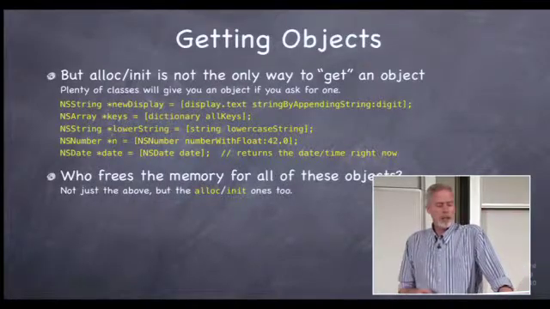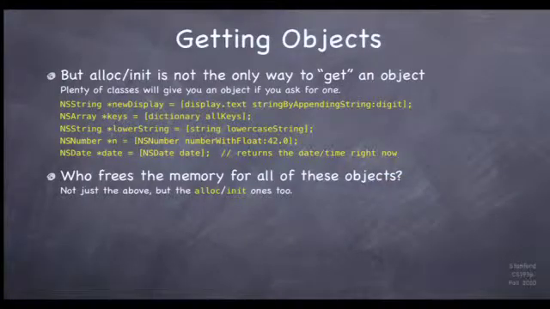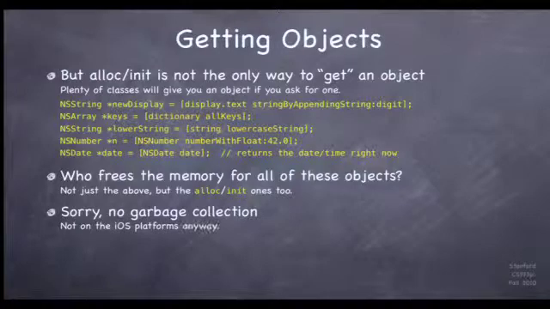The real question is, who frees all this memory? Who is responsible for freeing the memory that's being allocated for all these objects? Not just these ones above, but all these alloc init things. All right? No garbage collection. Said that before. So on some platforms, the memory is just garbage collected, right? Anything in the heap that doesn't have a pointer to it eventually gets collected, and that memory gets used. We don't have that here, okay? Not on iOS. On the Mac, actually, you do have garbage collection in Objective-C, but not on the iOS platforms.